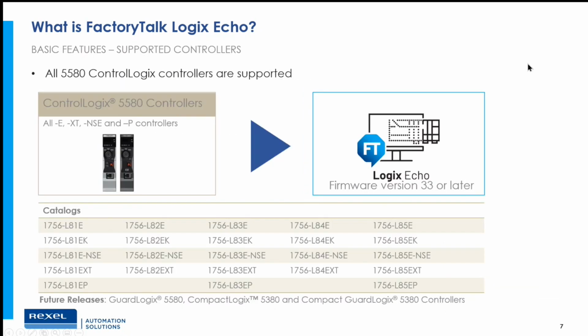I talked a little bit before about the controllers that are supported. We have the ControlLogix 5580 controllers. This is the list of controllers that are supported now. Again, future releases will be the GuardLogix 5580, CompactLogix 5380, and Compact GuardLogix 5380 as well. One thing that caught my eye, the P controllers are available here. So it's interesting. If you wanted to test out some of the PlantPAx 5.0 process objects and see how they execute without buying one of those P controllers, that's a cool function that might help you out.